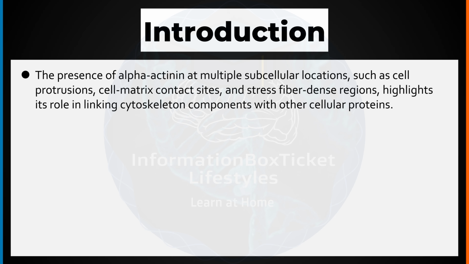The presence of alpha-actinin at multiple subcellular locations, such as cell protrusions, cell matrix contact sites, and stress fiber-dense regions, highlights its role in linking cytoskeleton components with other cellular proteins.